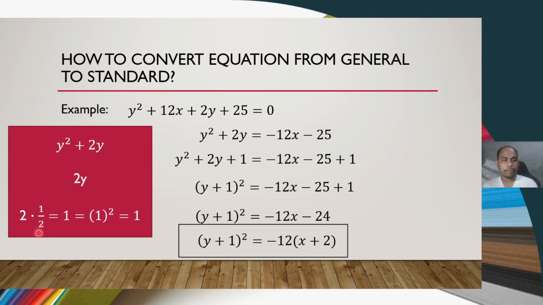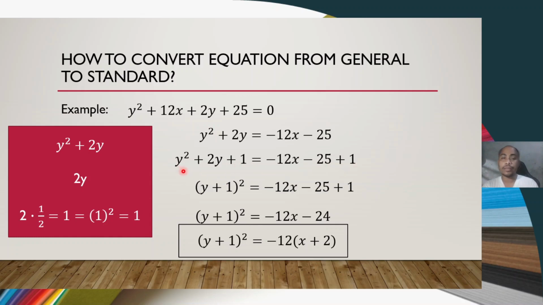Then, multiply it by 1/2. 1/2 here is constant. Ito palagi ay multiply natin sa numerical coefficient ng may first degree na term. Tapos, 2 times 1/2 equals to 1. Okay? Then, square of that 1 is equals to 1 pa rin. Okay? So, that's why we're going to add 1 here, tsaka 1 din sa kabila.